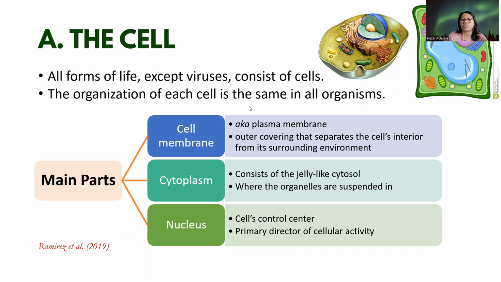And the organization of each cell is the same in all organisms, whether that be a plant, an animal, or a microbe. So the cell has 3 main parts. We have the cell membrane, the cytoplasm, and the nucleus.